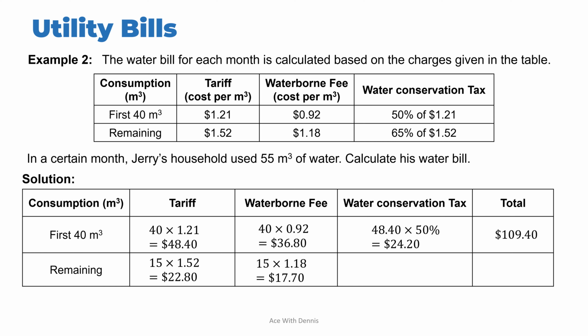Next is water conservation tax. So 65%, right? So there is $22.80 times 65%, which is $14.82. Hence we add these three together: tariff, water bond fee, and water conservation tax. We get $55.32. So the final bill will be, add these two together, $109.40 plus $55.32, which is $164.72.